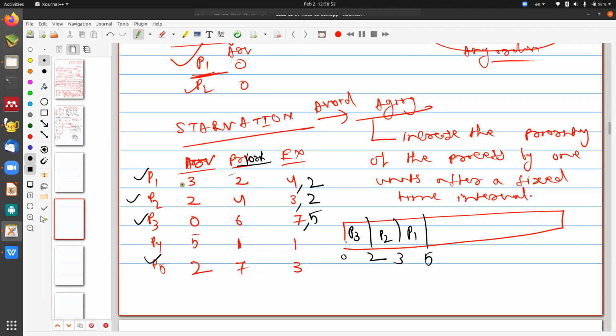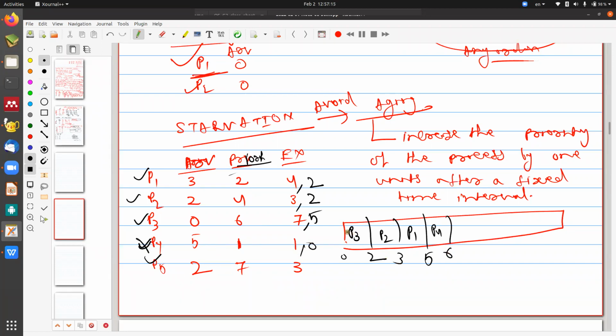2 units are left. Once that is done, P4 has also arrived, so all of them have arrived. As per the priority, we are going to execute it, and P4 has the highest priority. Just see, this P4 has the priority, so P4 will be executed for 1 unit, that is from 5 to 6.